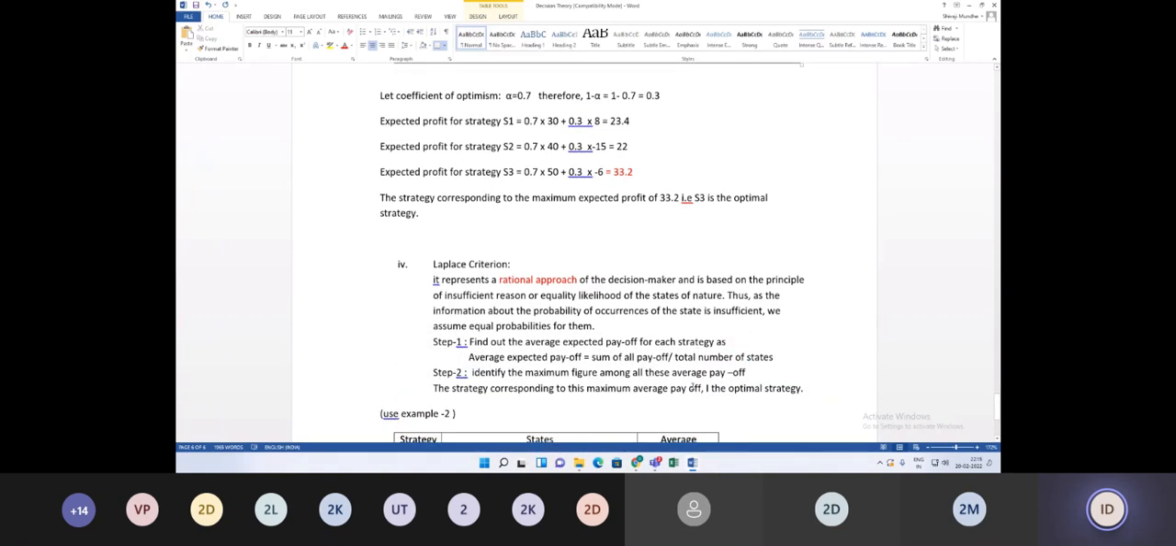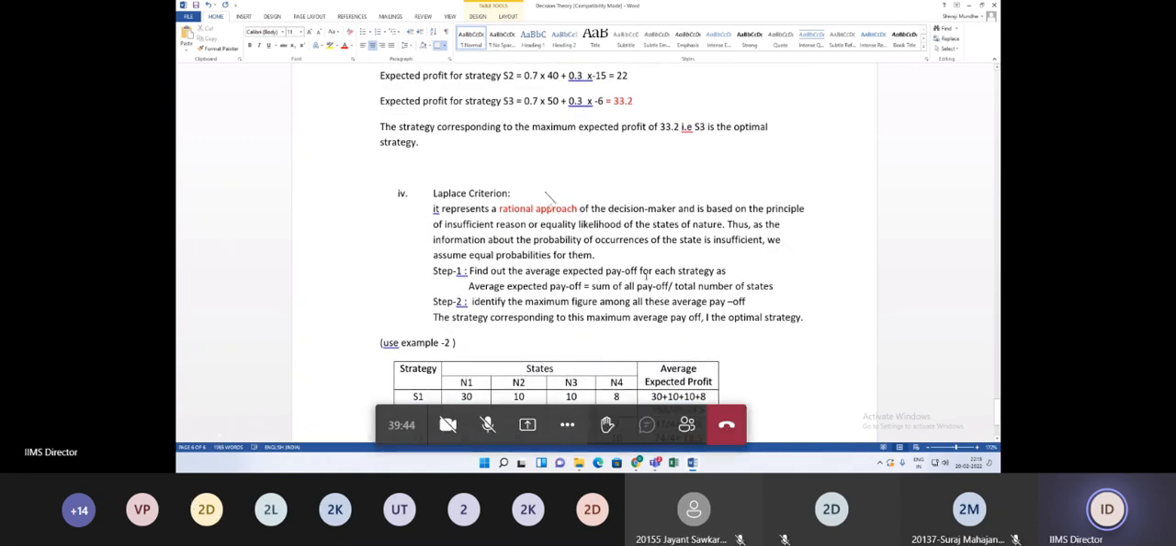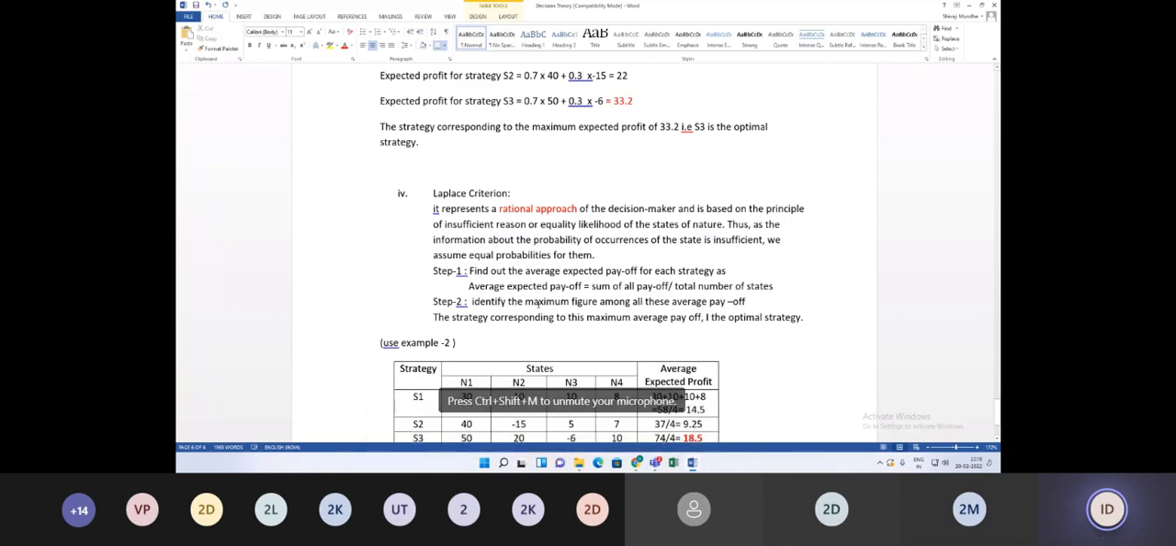Now the algorithm. Step 1: find the average expected payoff of each strategy. The average expected payoff is the sum of all payoffs divided by the total number of states. Then identify the maximum figure among all these average payoffs. The strategy corresponding to the maximum average payoff will be the optimal strategy.